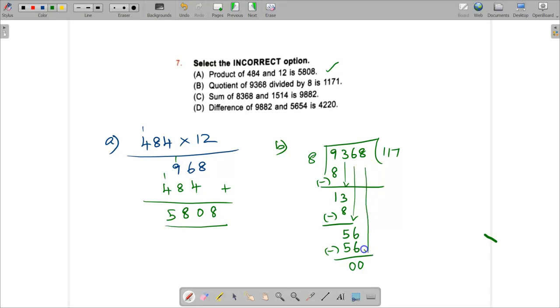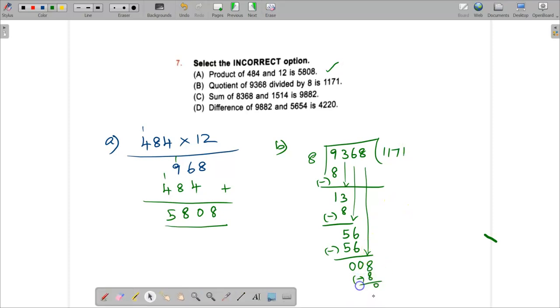So now bring this value down. So now it is 8, 8 ones are 8. So just subtract both the values. 8 minus 8, it is 0. So now this one is the quotient, this one is the remainder. So quotient is 1171, remainder is 0. So they are saying that the quotient of 9368 divided by 8 is 1171. Exactly the same number. So this is also a correct option.